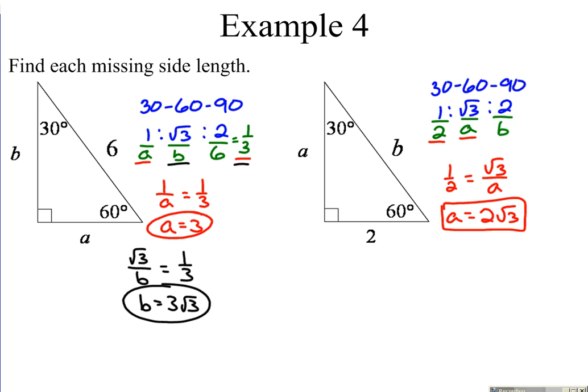I'm going to now find B. So I'm going to pick that ratio involving B along with the one that I know. 1/2 equals 2 over B. Cross multiply. B is 4.